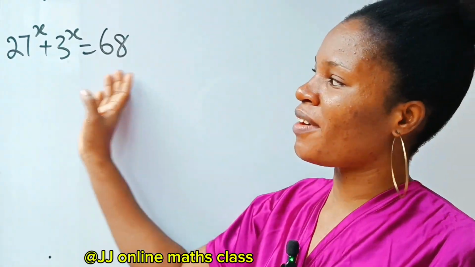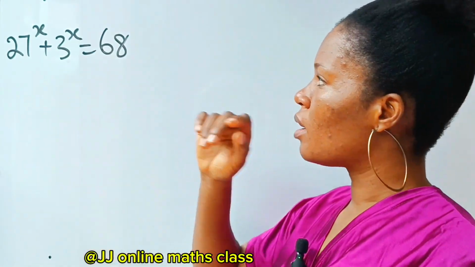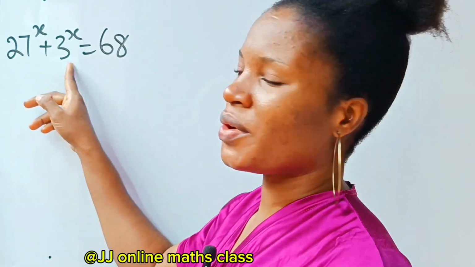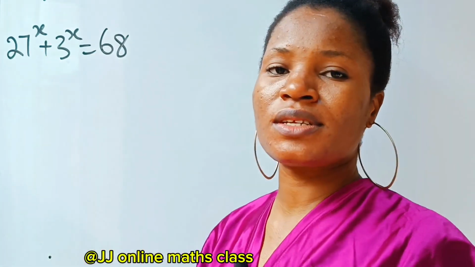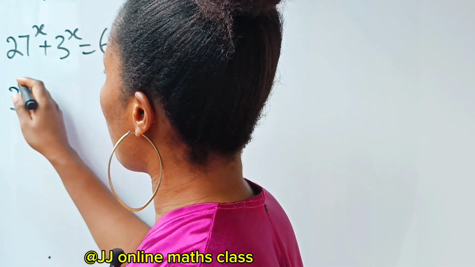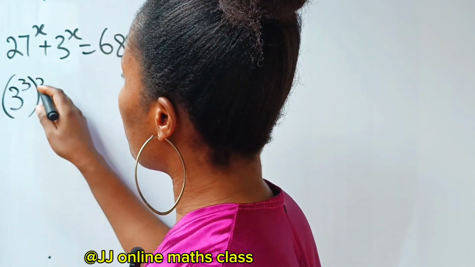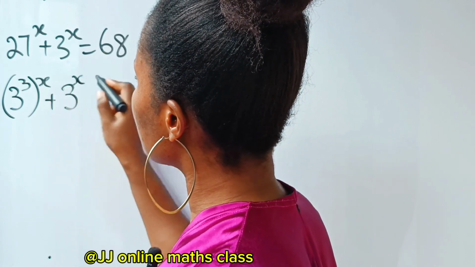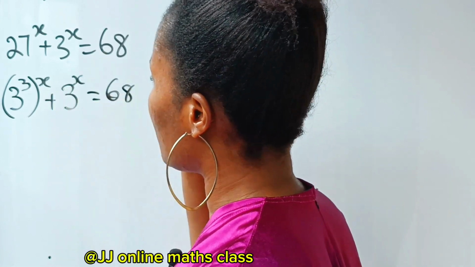Let's quickly solve for the value of x. Okay, now first let us change this to base 3. Yes, because 27 is the same thing as 3 to the power of 3, right? So we can write this as (3 to the power of 3) raised to the power of x plus 3 to the power of x is equal to 68.